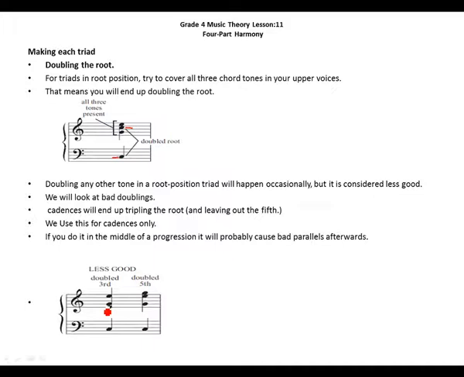Here we have E, G, then we have E. So this is now doubled and it's less good, because we needed to have doubled our C like in the first example. Here we have G, E, G, and now we have doubled our G, which is our fifth, and again it's less good. This is what we need to avoid all the time, doubling other tones in a root position triad.